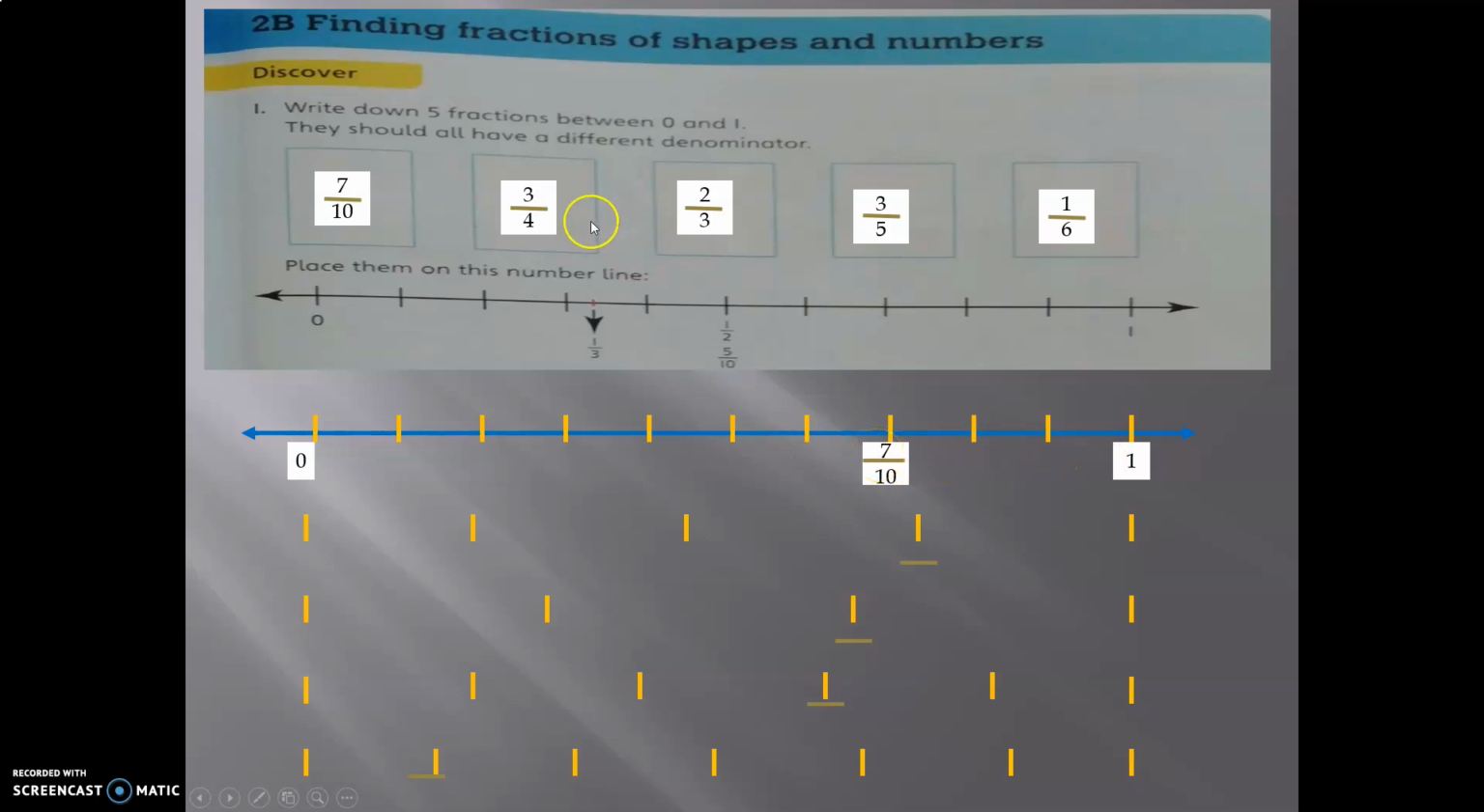Okay, let's go to our next fraction, 3 out of 4. So take care of the denominator. My number line from 0 to 1, I need to cut it into how many equal parts? Look to the denominator, 4. So I will cut my number line into 4 equal parts. 1, 2, 3, 4. Then I reach 1.